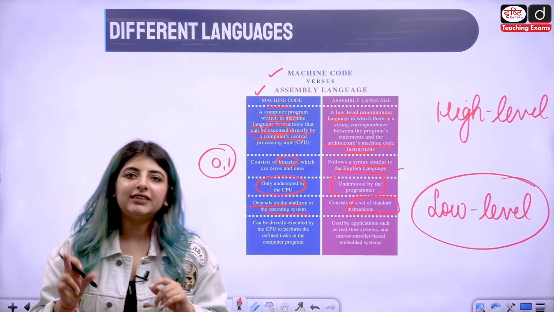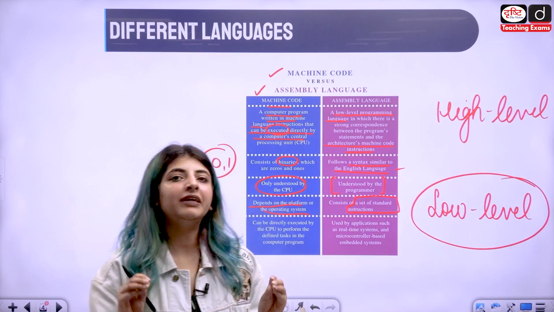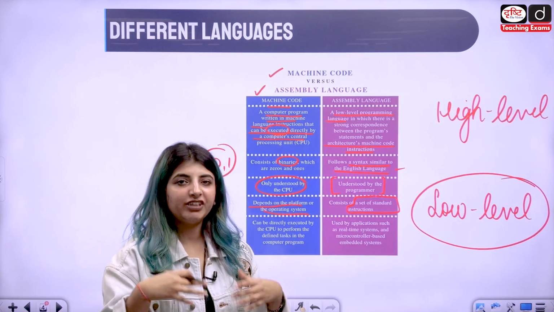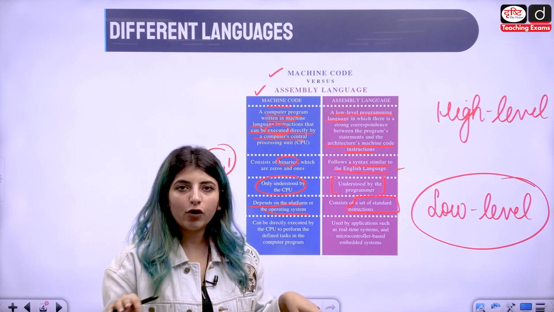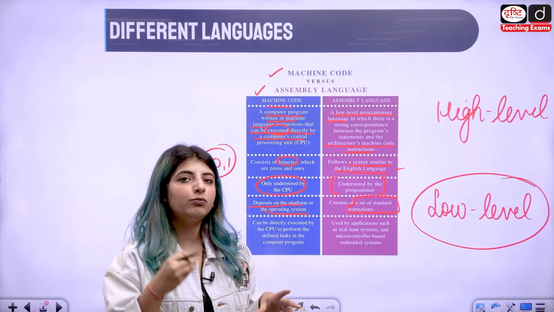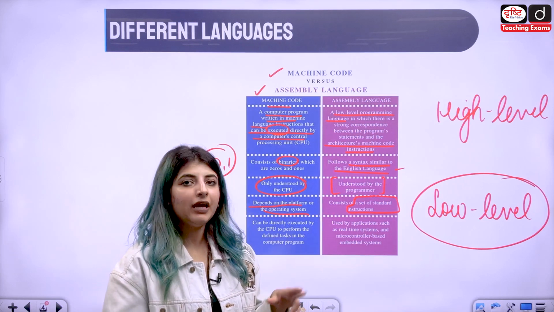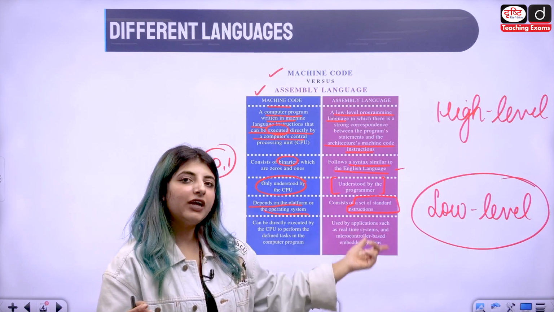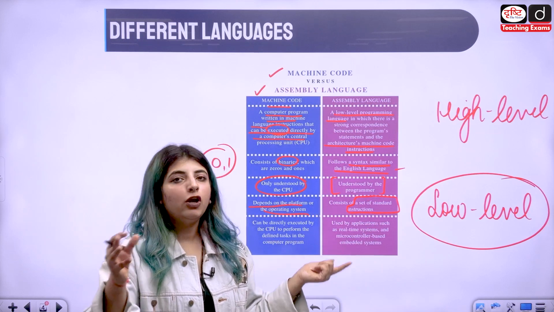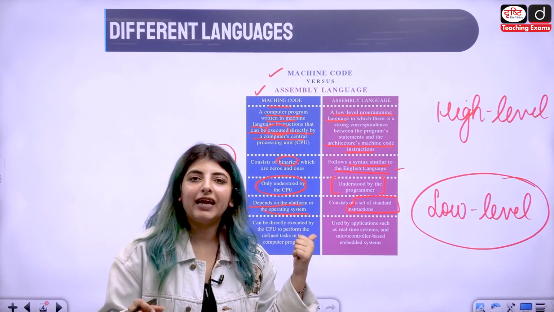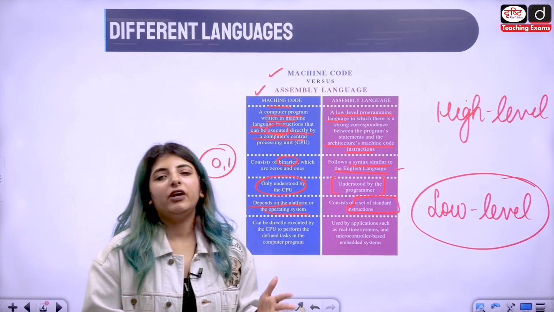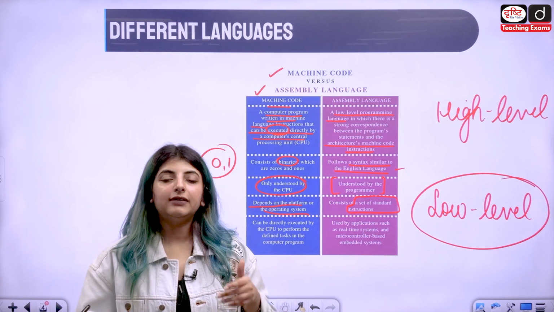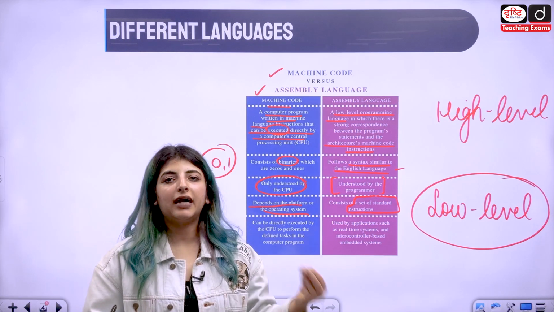High level language is something which is more humanly readable. Okay, so like in English, whatever you are typing on your computer system, that is human readable input that you are giving, that would be considered a high level language. But if we talk about low level language, we have assembly language as well. Low level language is mostly similar to the computer's understanding language.